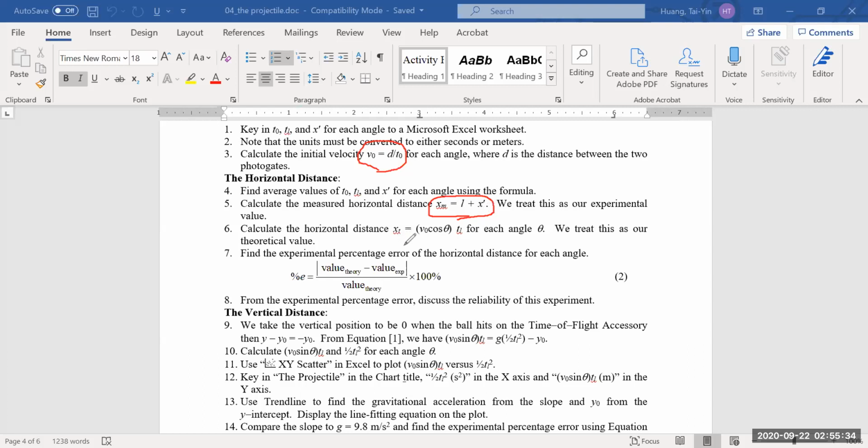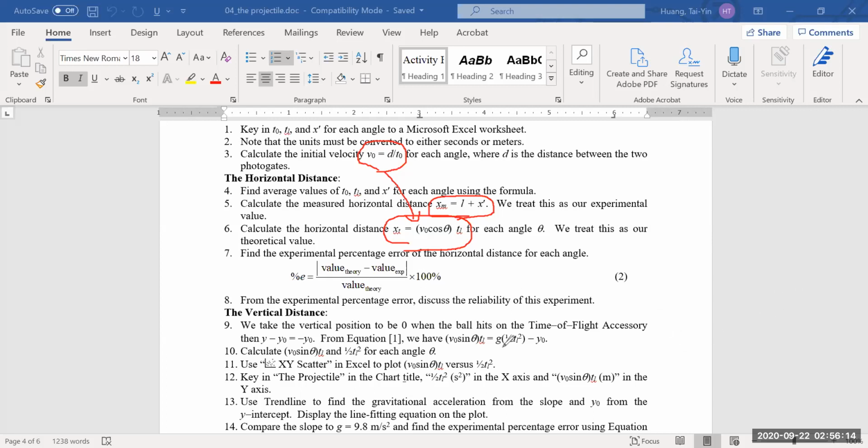And then how to calculate the theoretical value of the horizontal displacement, which is this: V naught, which is from this, so V naught, and then cosine theta. Theta, of course, is a variable that changes from 5, 15, 25 degrees, and so forth. And then TL is from the computer. So you can calculate your XT and XM, and you can compare these two values. You put the theoretical value in the denominator to calculate percent error.